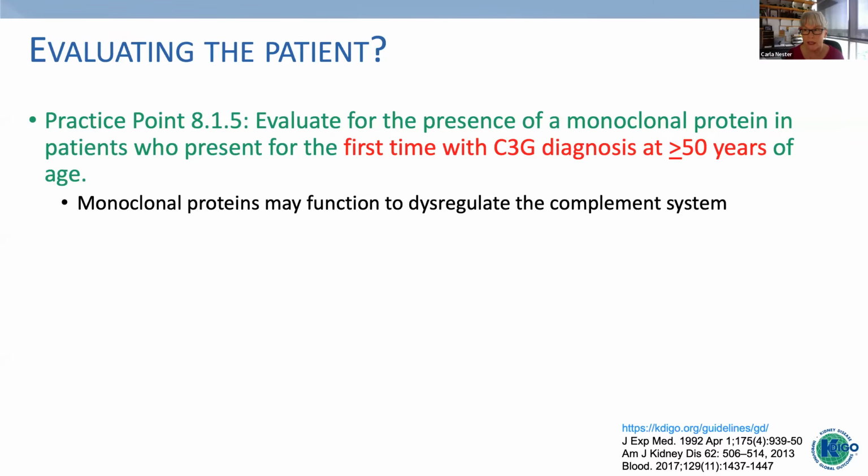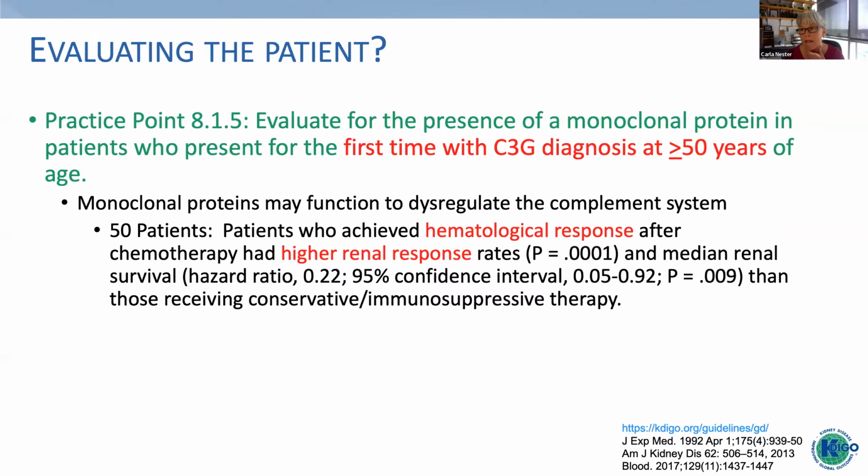So the point is, for a C3G patient that presents for the first time at the age of 50 or older, consider whether they might have a monoclonal. Why do we want you to do that?